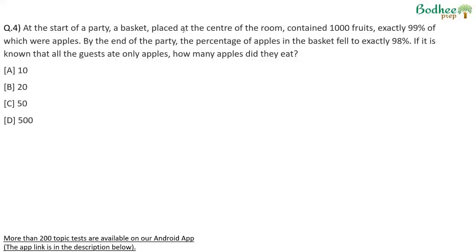At the start of a party, a basket placed at the center of the room contained 1,000 fruit. Exactly 99% were apples. So 99% of 1,000 will be 99 upon 100 into 1,000, which is 990. So 990 fruits are apples, and the rest 10 are something else. Let's just call it fruit.